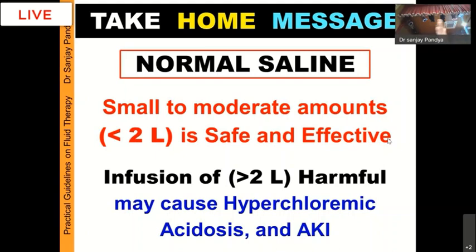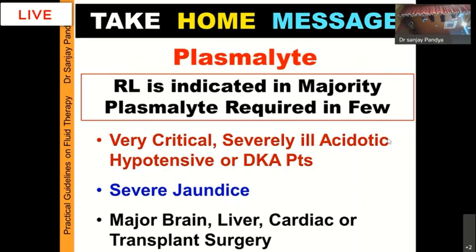So if you are planning to give, say, 1 liter or 1.5 liters of fluid, don't bother, give anything. But if there is diarrhea, start with Ringer's lactate. If there is vomiting, start with NS. So judicious, right kind of use of fluid, considering the underlying problem, is very, very important. RL is indicated in the majority, but plasma light is required in few. Very critical, very severely ill, acidotic, hypotensive, decayed patient, severe jaundice, major brain, liver, cardiac transplant surgery, definitely better.